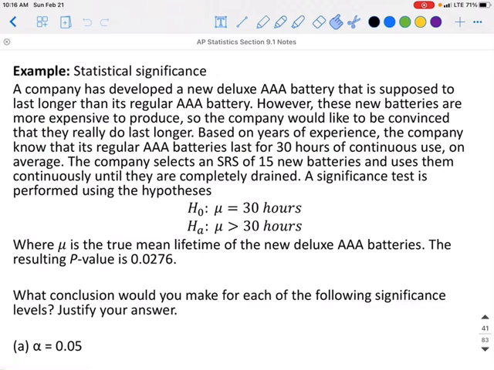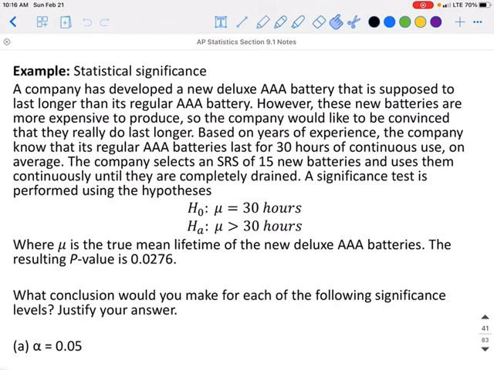A significance test is performed using the hypotheses. The null hypothesis is that these new batteries will last exactly 30 hours, and the alternative hypothesis is that they'll last for more than 30 hours, where mu is the true mean lifetime of the new deluxe AAA batteries. The resulting p-value is 0.0276. What conclusion would you make for each of the following significance levels and justify your answer? So what conclusion would you make if our alpha level is 0.05?